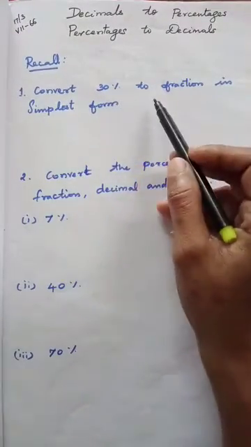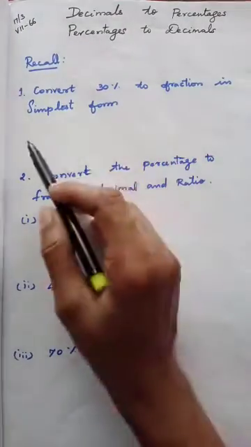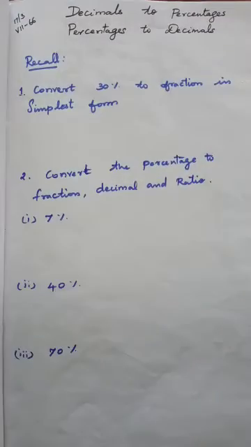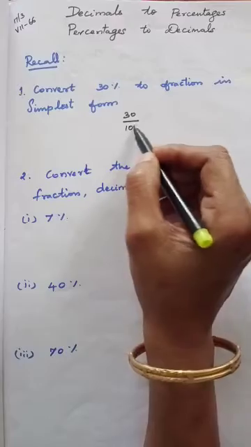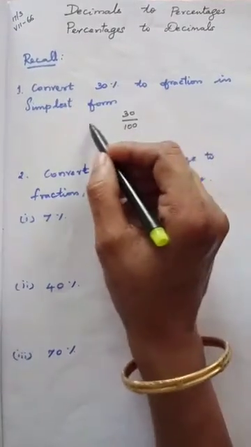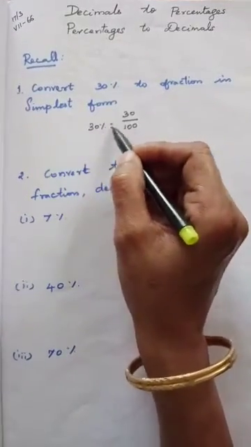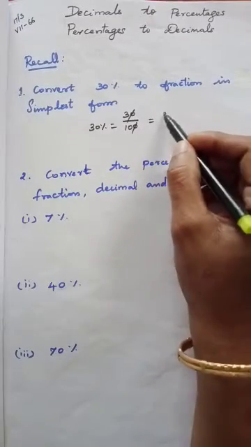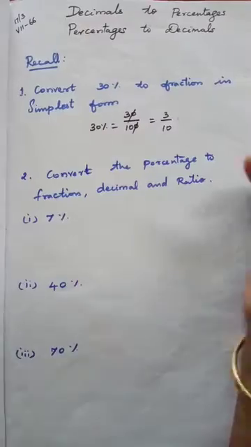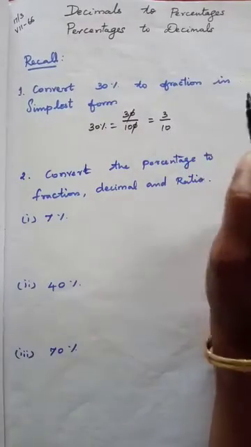Convert 30% to a fraction in simplest form. We can write that as 30 by 100, isn't it? We have to change this fraction to simplest form, so you can cancel. Again we cannot cancel, isn't it? So the answer is 3 by 10.